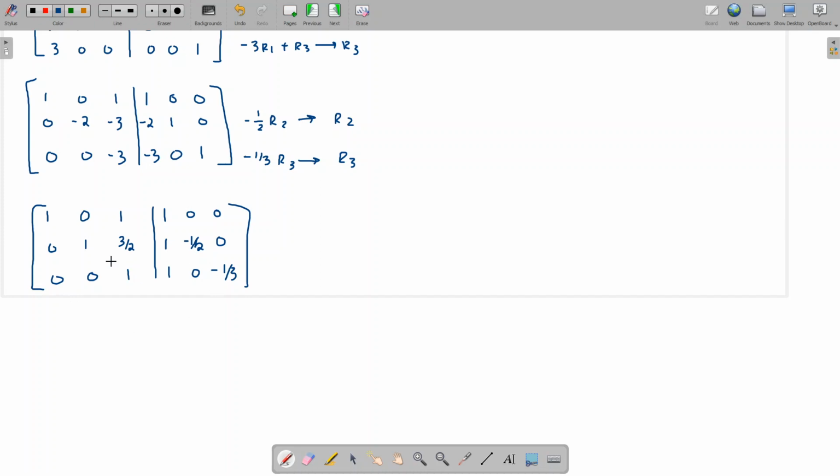Okay, so now first and second column are finished, and we will want to use this one here to clear these two elements out. We want these to both become zeros. So we'll take negative 3/2 times row 3, add it to row 2, and that becomes the new row 2. We're also going to just take a negative times this row and add it to row 1 to clear that out. So we'll do negative row 3 plus row 1 becomes the new row 1.